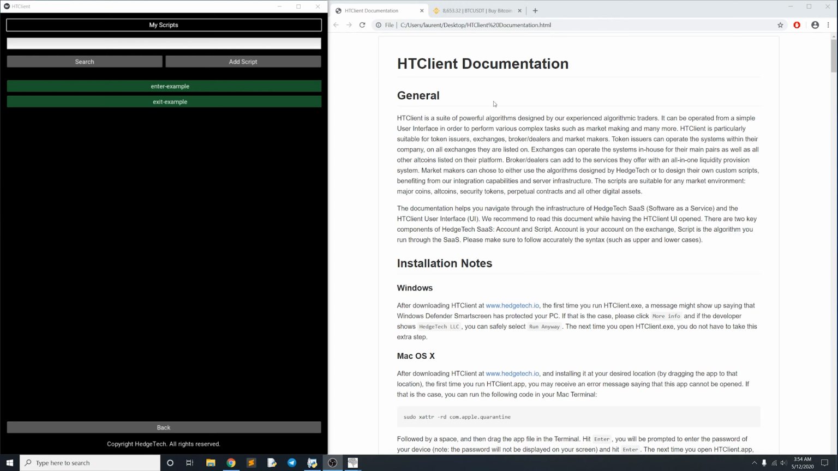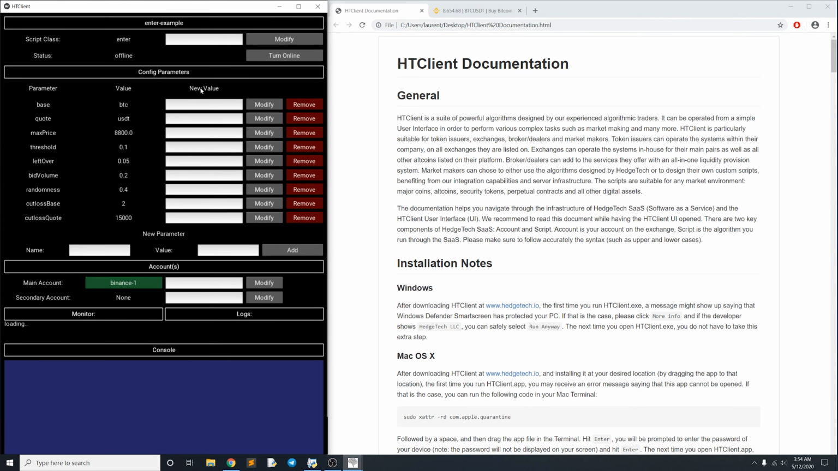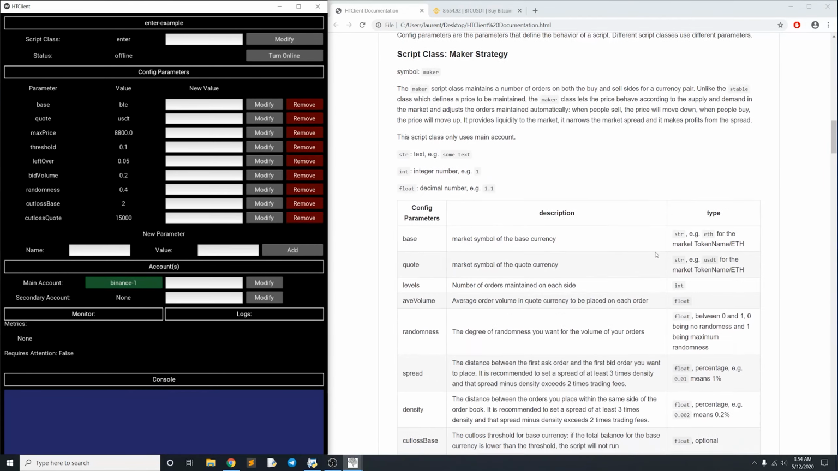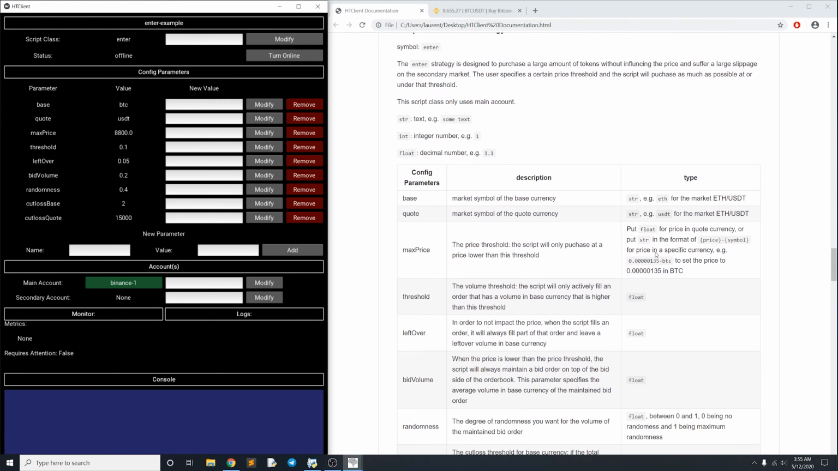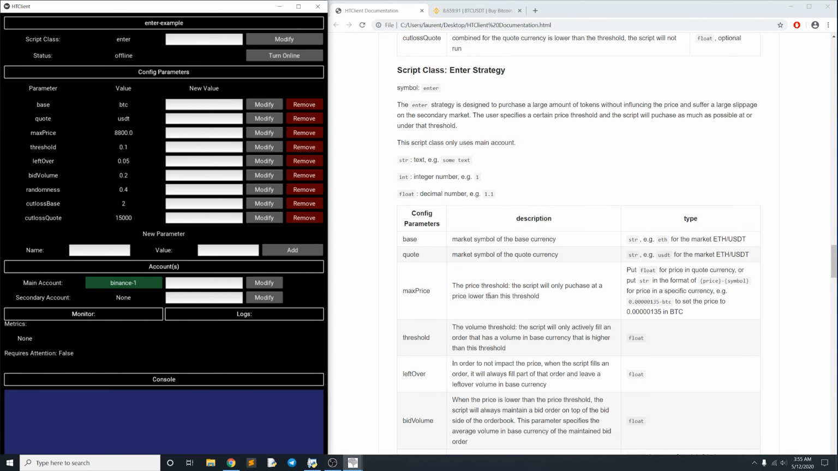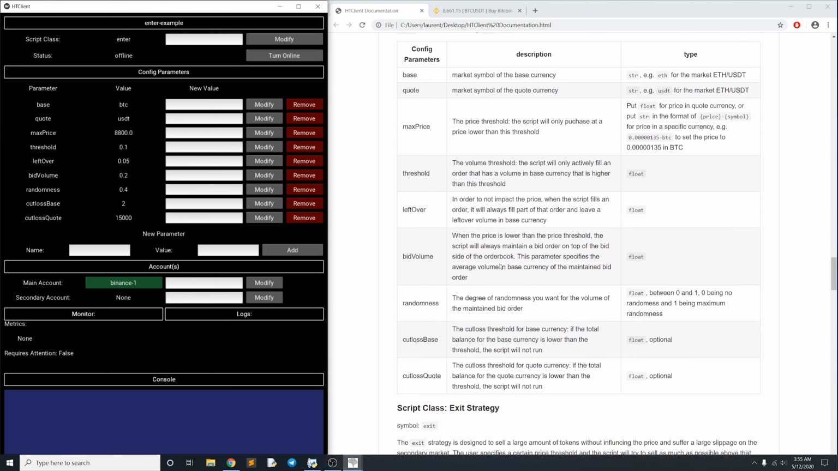So I'm on the test account here once again. I have the HT client documentation open, and I have two mock scripts. So let's look at enter. I'm going to scroll down to the corresponding section. You can think of enter as a buyback strategy, as I said, and you can also use it as a price support. So let's look at the parameters that you need.